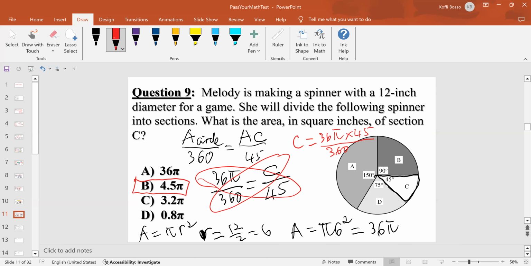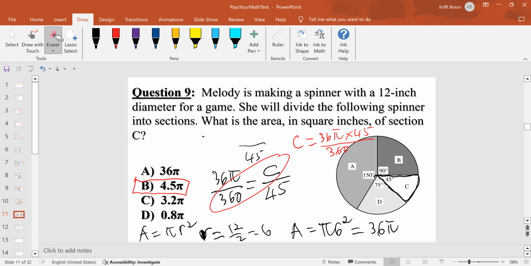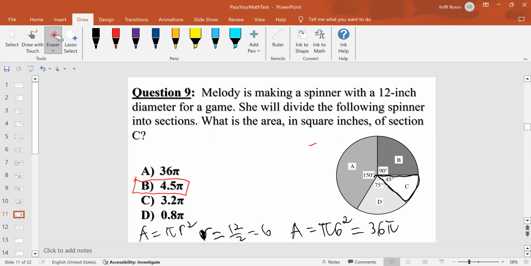Now, another method which I think will be simpler for you to understand. Let's redo that. Another method is that you find the area of the entire circle. The area of the entire circle, like we said before, is A equals pi r squared, which is pi times 6 squared, which is 36 pi.